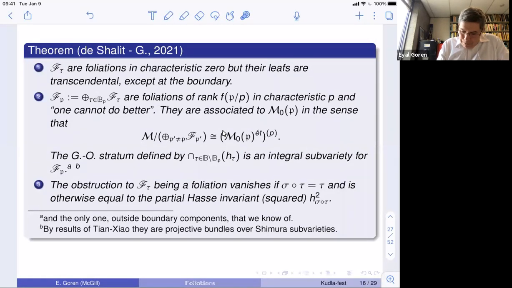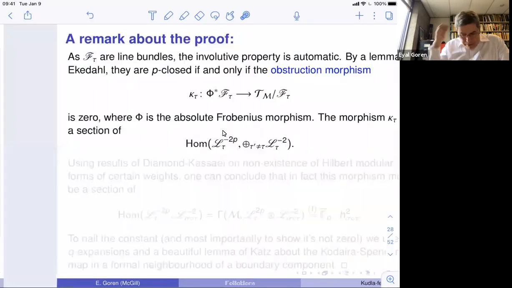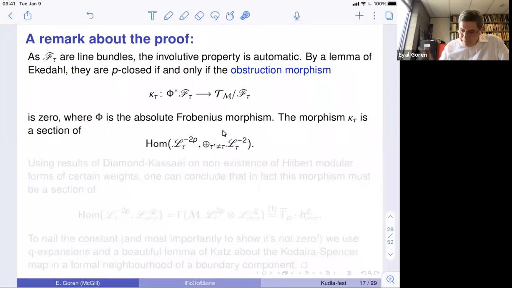They play an important role in the theory of Hilbert modular forms because they're responsible for all congruences between q-expansions of Hilbert modular forms. Okay, so maybe a very quick word about the proof, or a particular aspect of the proof. So I was talking about the obstruction for something being a foliation.